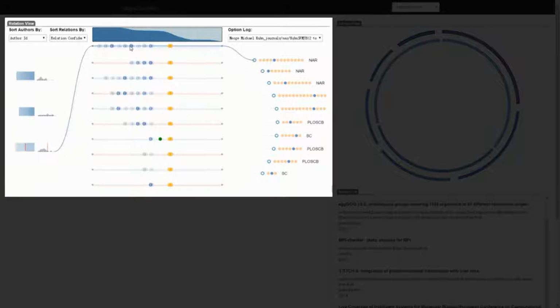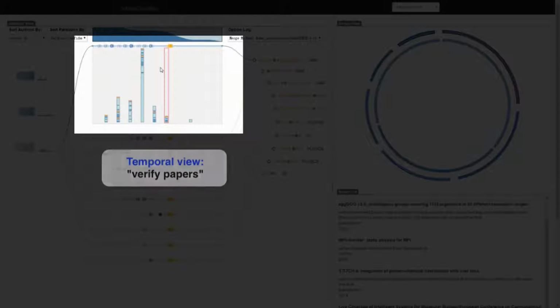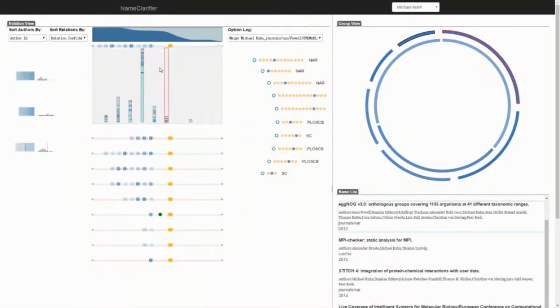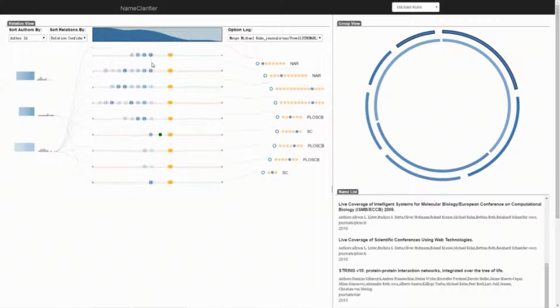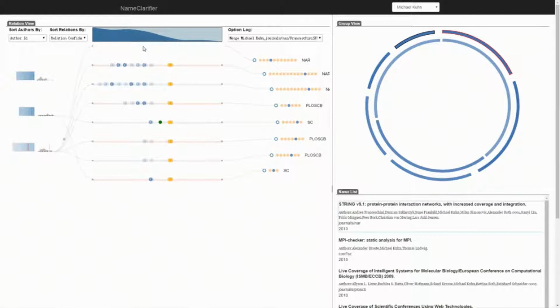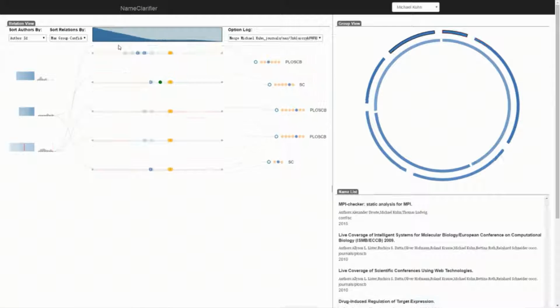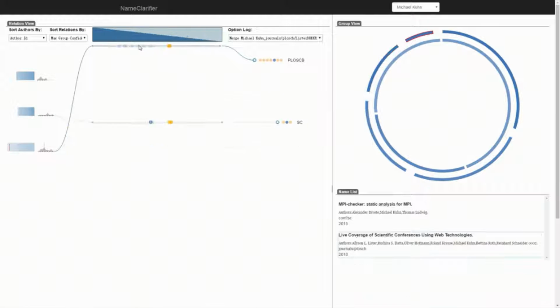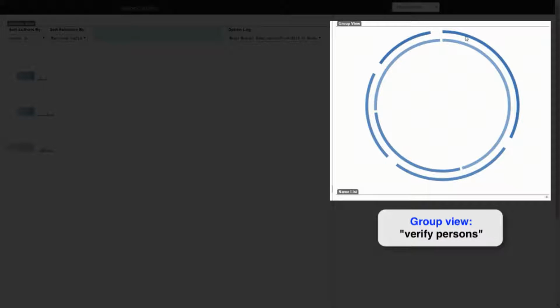We can open the temporal view from the comparison links to verify an ambiguous paper in more detail by comparing it to the publication trajectory of a confirmed group. We now quickly classify ambiguous papers because they are all connected to one confirmed author and have multiple glyphs showing high confidence. We then move to the group view, which rectifies the confirmed paper groups.